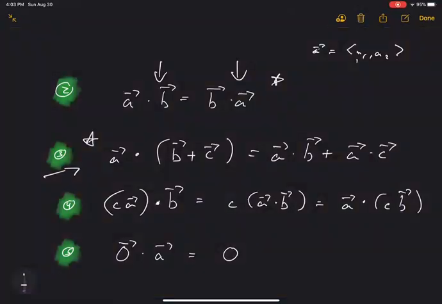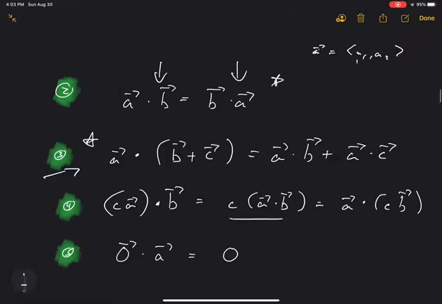Then try to parse what this right side would be on your own, and how this is equal to this, and then this third side over here is equal to the other two.